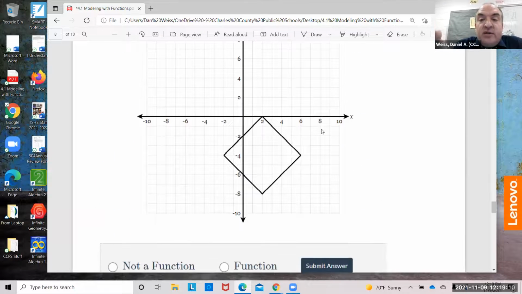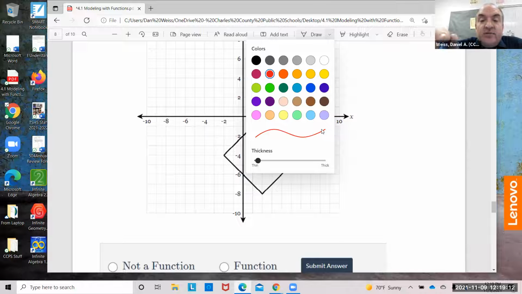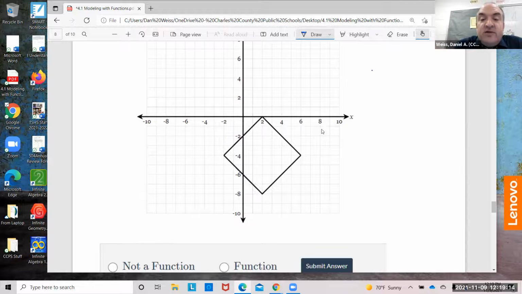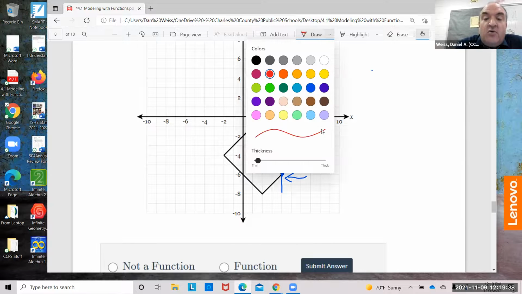Is this a function? This is not a function. This is not a function because this vertical line test shows one example here where the x repeats twice, right? This is 4, negative 2, and this is 4, negative 6. The 4 repeats twice. No good. This is not a function. No.